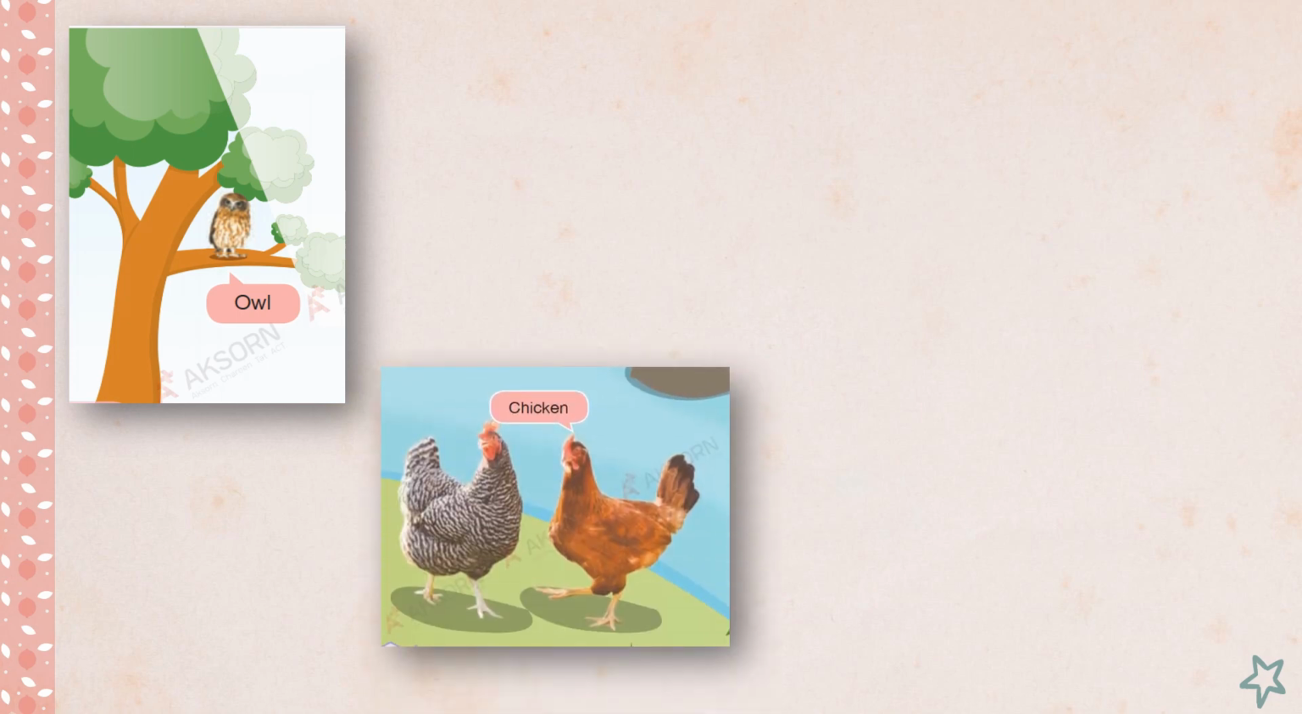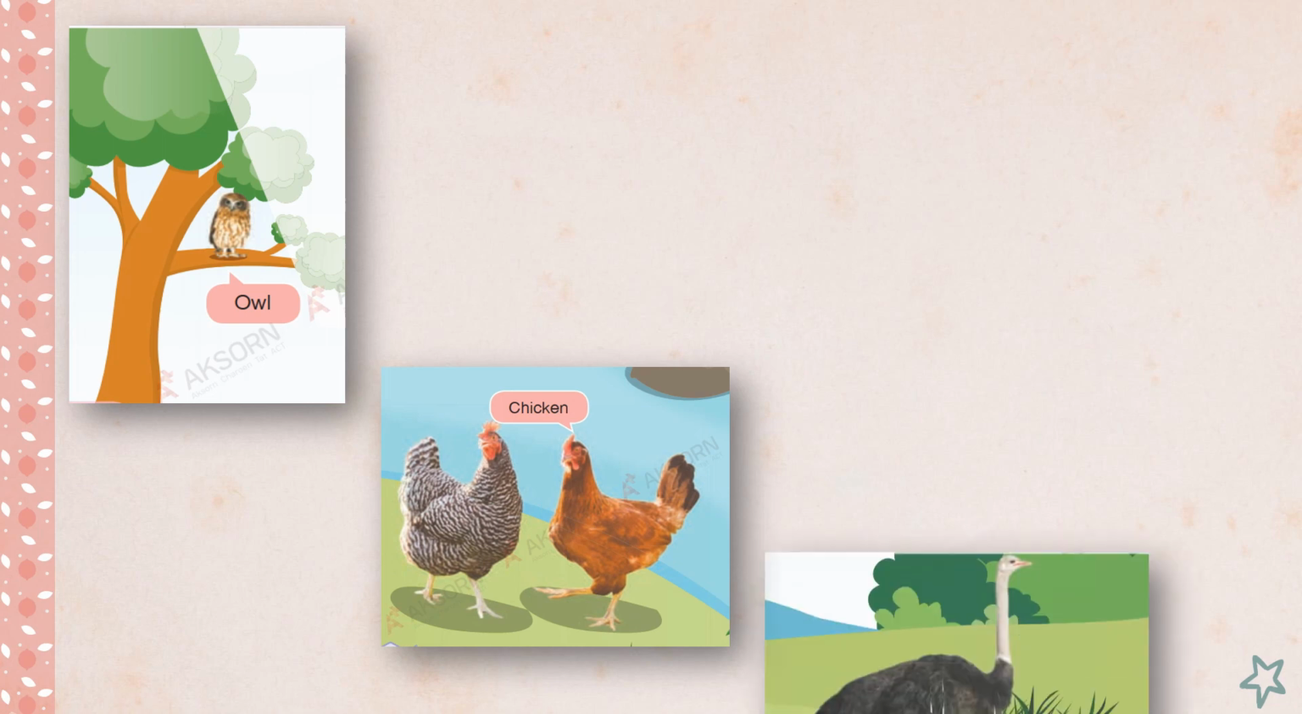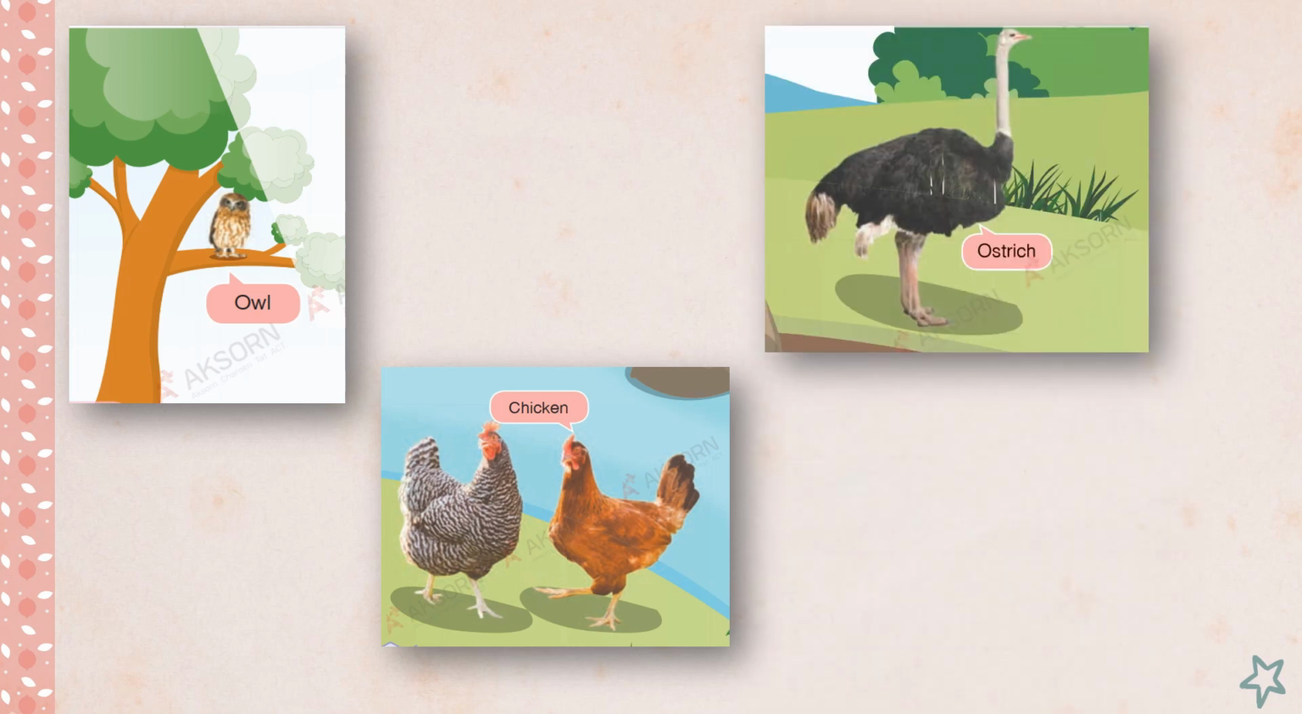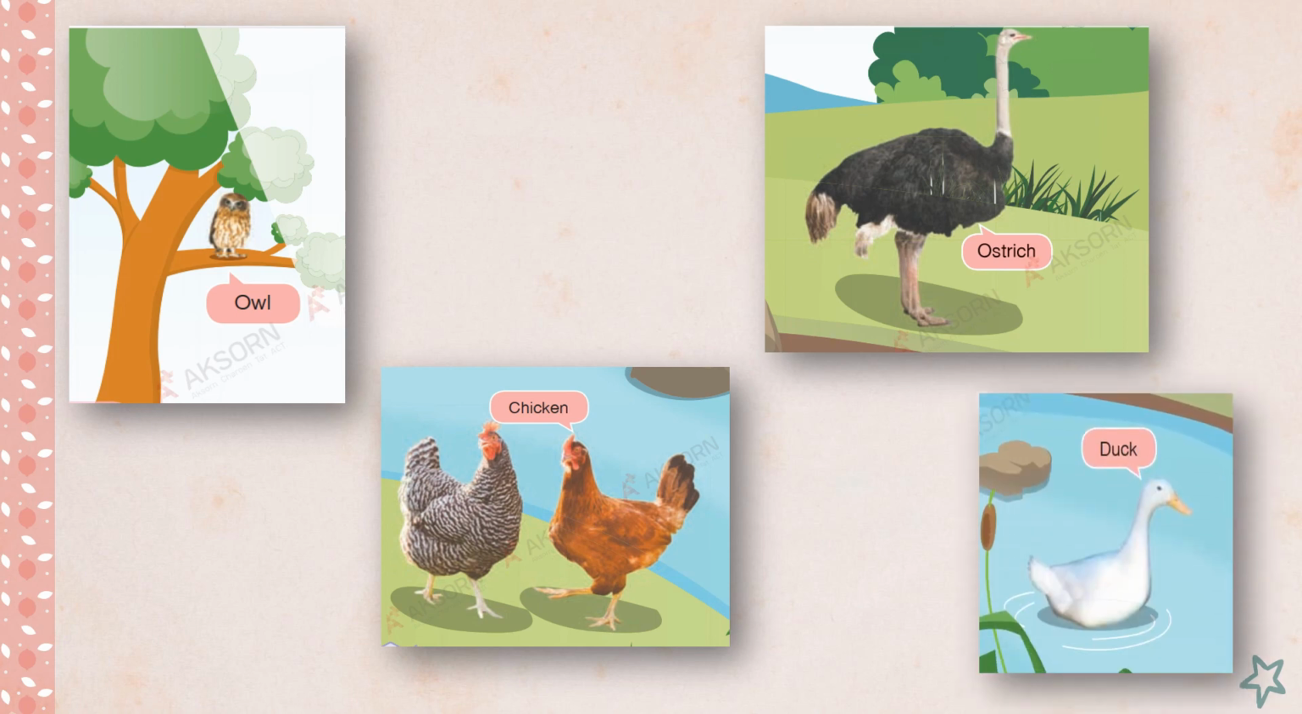Okay, let's move on. An example is the owl. Next is chicken. Did you know chicken? Very good. Did you eat chicken? Yes, excellent. Next is ostrich. And the last is duck. Okay, these animals are included in birds.